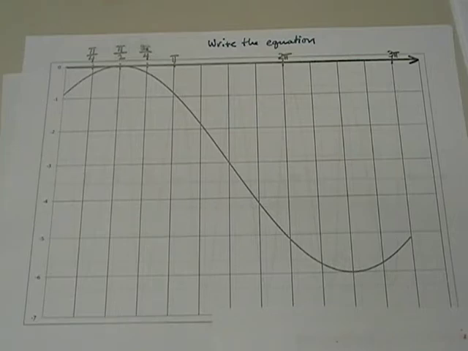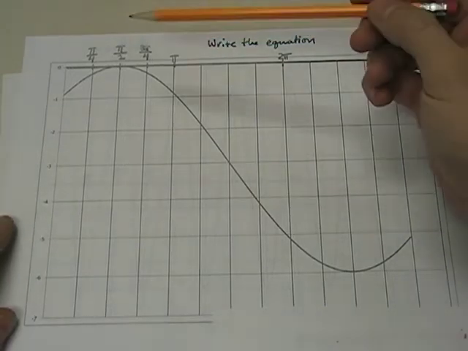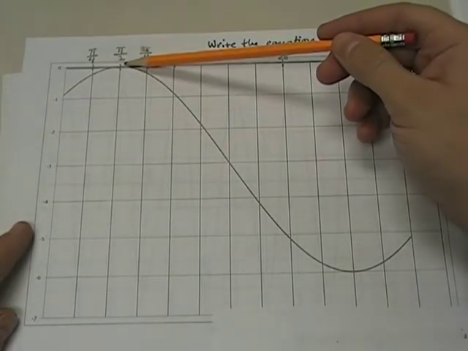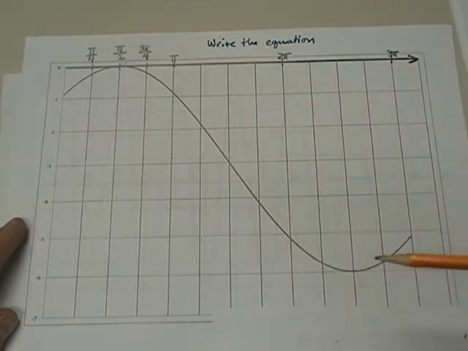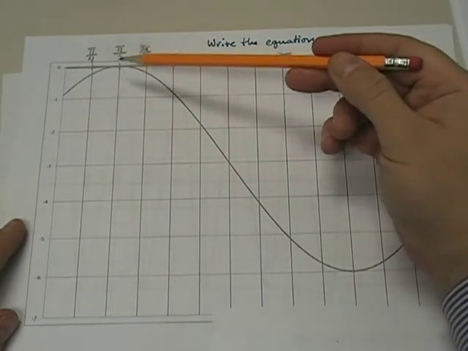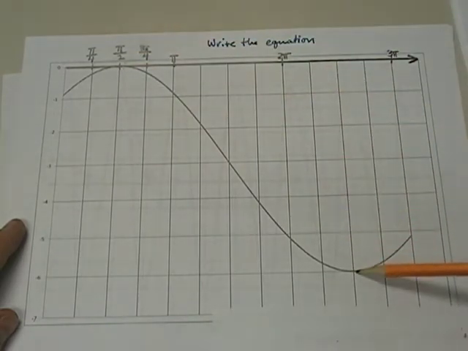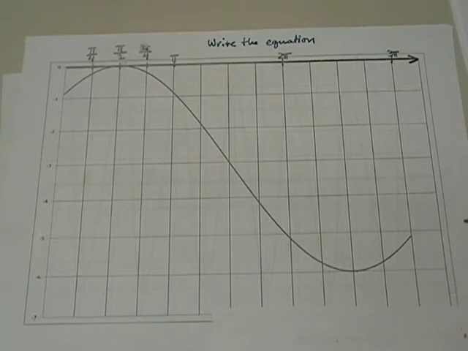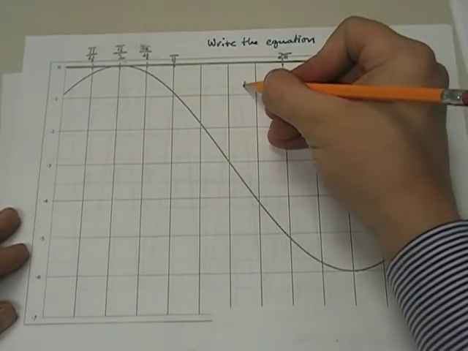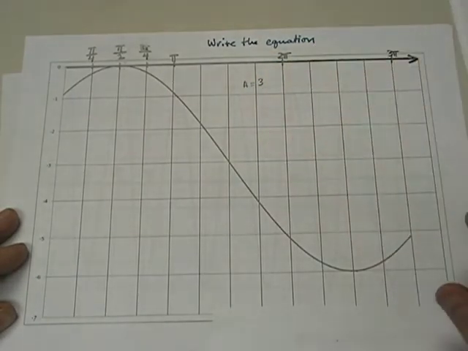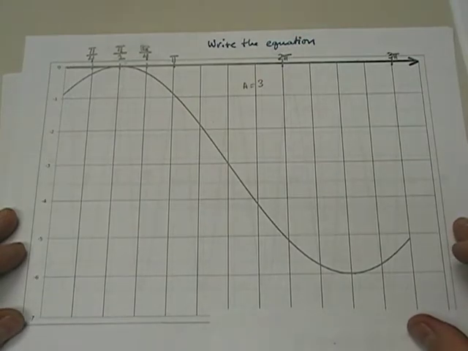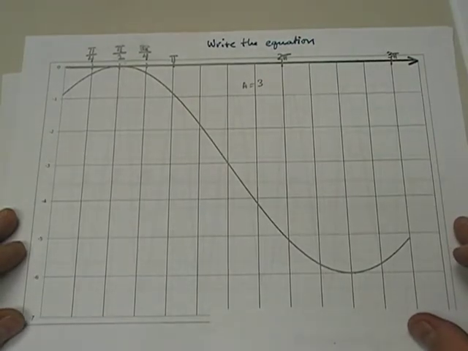And the first thing I always ask myself is, what's the amplitude? The amplitude is going to be the maximum minus the minimum divided by 2. Well, the maximum occurs at 0. The minimum occurs at -6. So the total height of this function is 6 units. If I divide that by 2, I get 3. So the amplitude, and I'm just going to write here on my graph, A equals 3. That's the first thing I need to find.